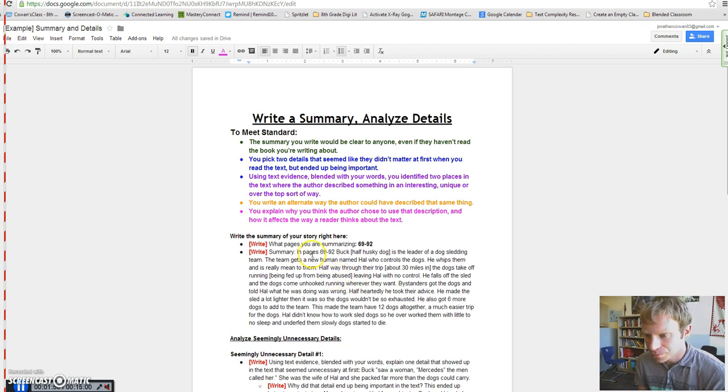So for this summary, I'll just read it as an example of a good summary, but we've spent a lot of time looking at summaries through the series of videos, so I'm going to go pretty quick on it. It says, in pages 69 through 92, Buck, a half-husky dog, is a leader of a dog sledding team. The team gets a new human named Hal who controls the dogs. He whips them and is really mean to them. Half the way through their trip, about 30 miles in, the dogs take off running, being fed up from being abused, leaving Hal with no control.